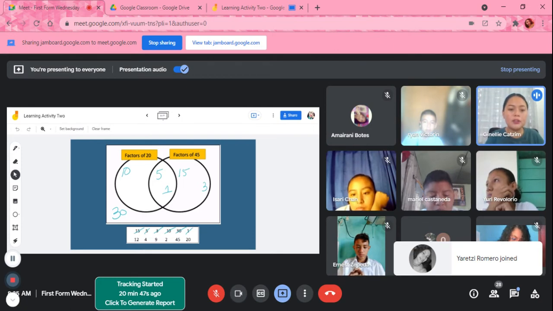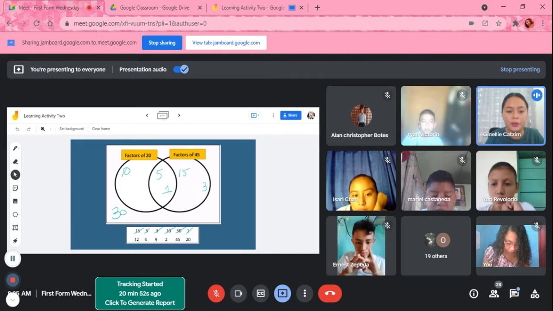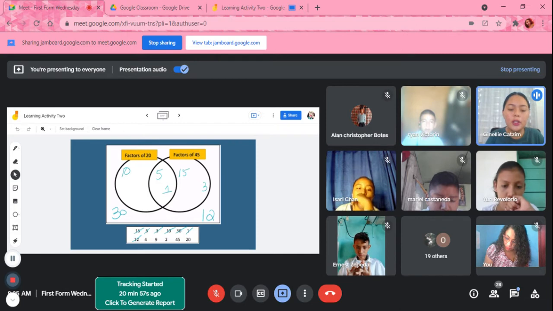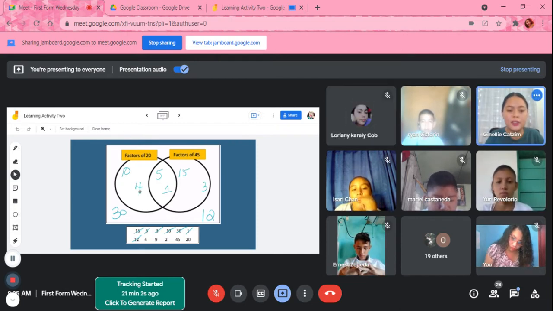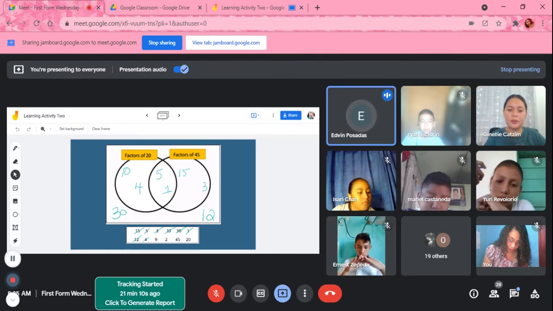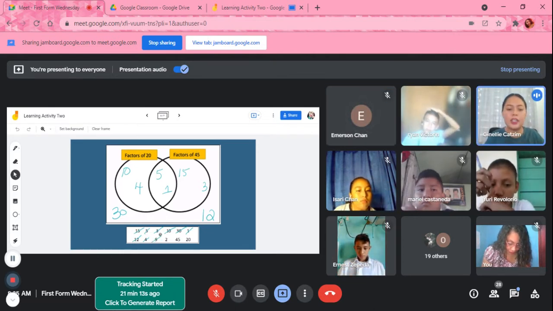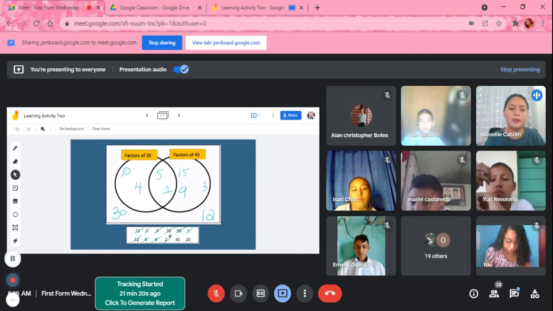So we have 12 now. Is it a factor of either? 12 is neither of them. Very good. And 4: it's a factor of 20. Yes, very good. So we have 9. Is it a factor of 45? Yeah, very good. We have 2. It's a factor of 20.